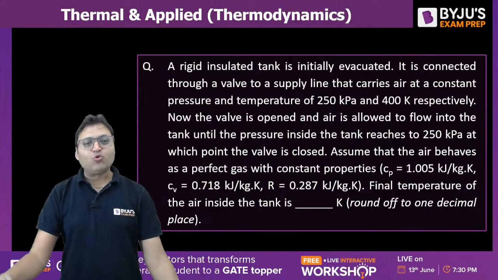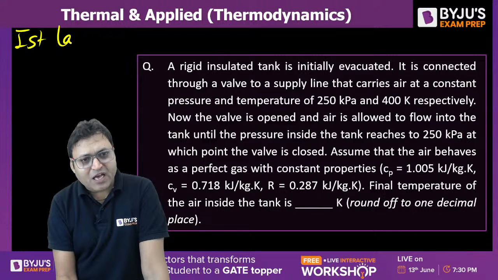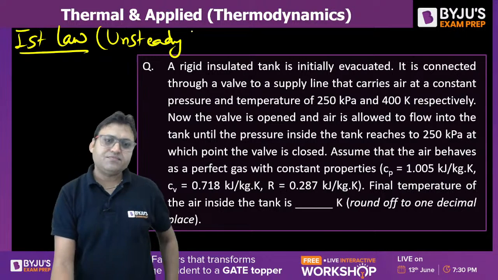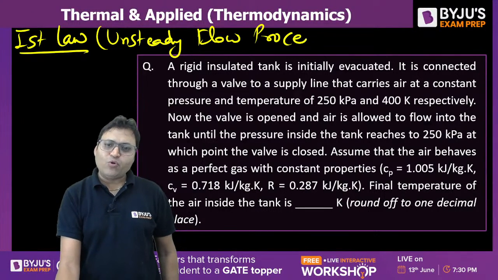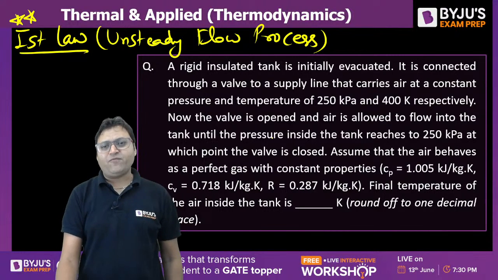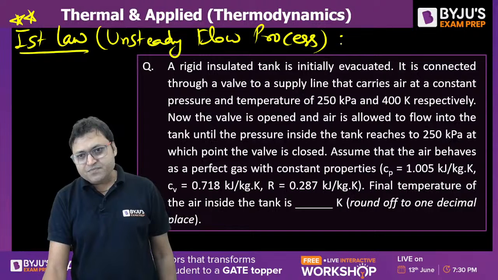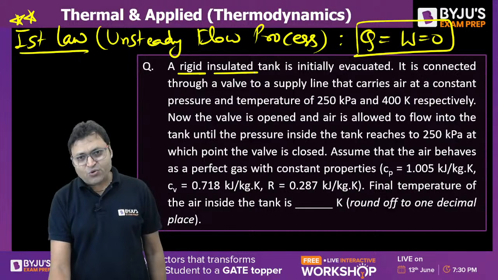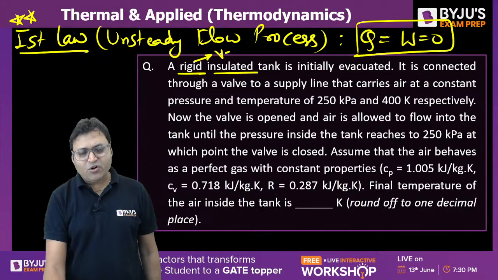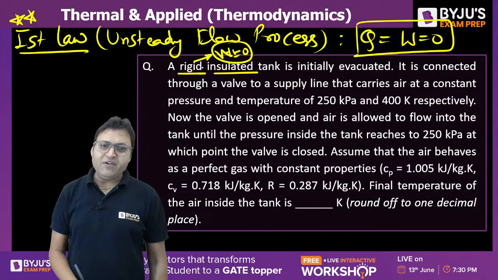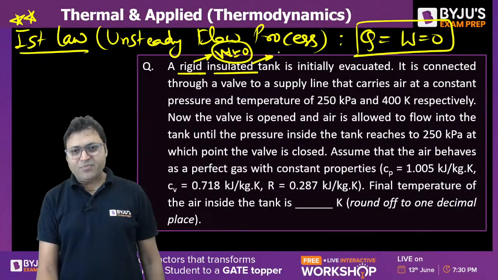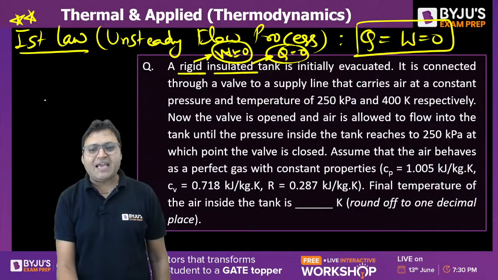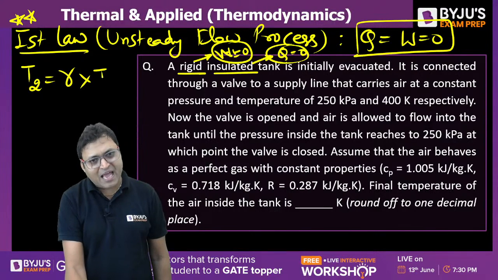If you know how to apply the first law of thermodynamics to an unsteady flow process. Do you know how to apply the first law of thermodynamics to the unsteady flow process? If Q is equal to W is equal to 0, a rigid insulated tank. Rigid tank means V is equal to 0, or W is equal to 0, PdV, there is no work done, and insulated means Q is equal to 0. If Q and W are equal to 0, then the final temperature of the air inside the tank, T2, is equal to gamma times Ti.